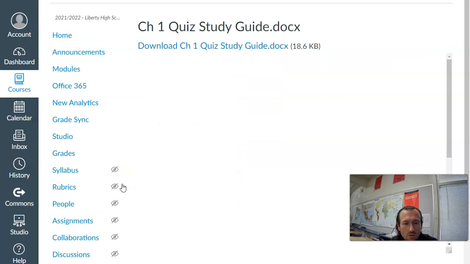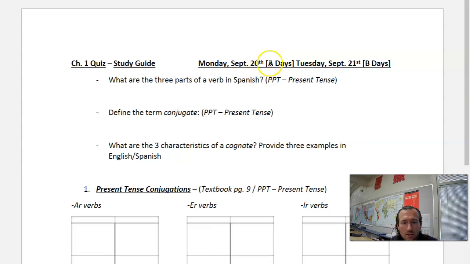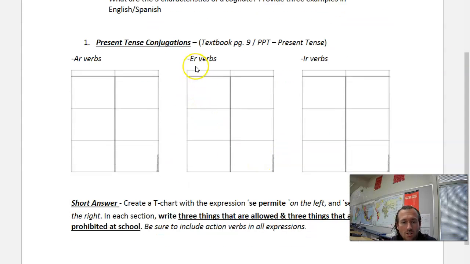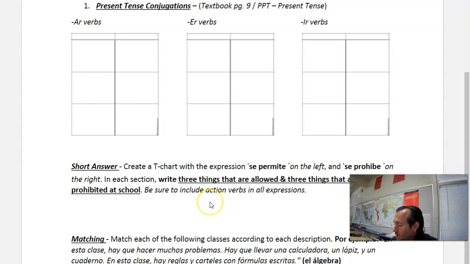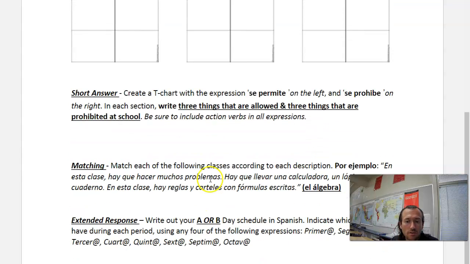All right, we're going to review the study guide for your Chapter 1 quiz. This, again, is due or will be taken next week on Monday and Tuesday. We'll go over all the answers to these, the 3 parts to a verb, define the term conjugate, the characteristics of a cognate in 3 examples, present tense conjugations, and then a review of what we've gone over for the past week and a half. Again, expressions of what's allowed and not allowed in your classes, matching your classes according to the description of what you do, what you bring to that class, and things that can be found, and then talking about your class schedule on both A and B days.